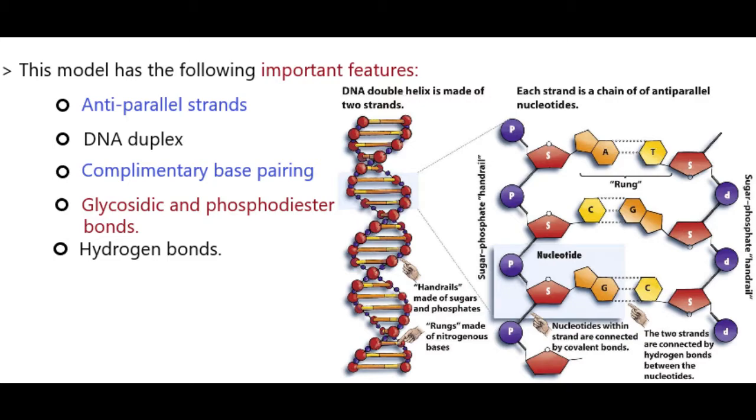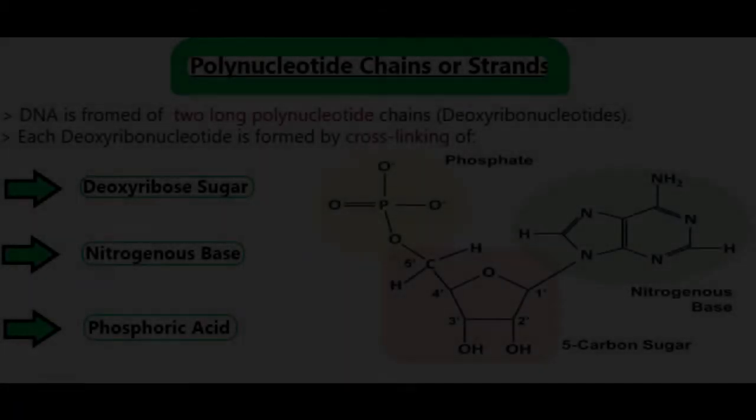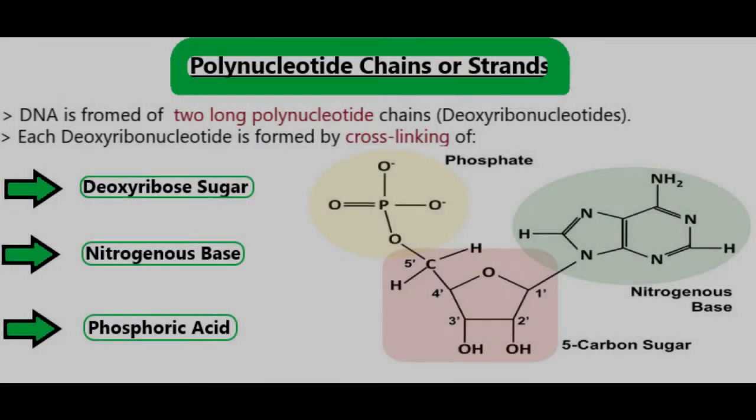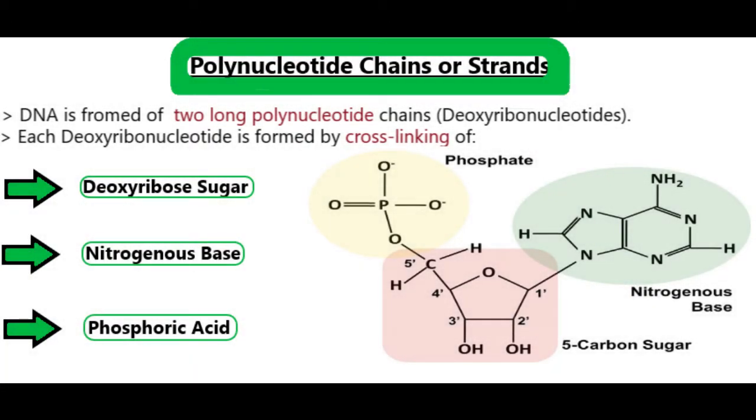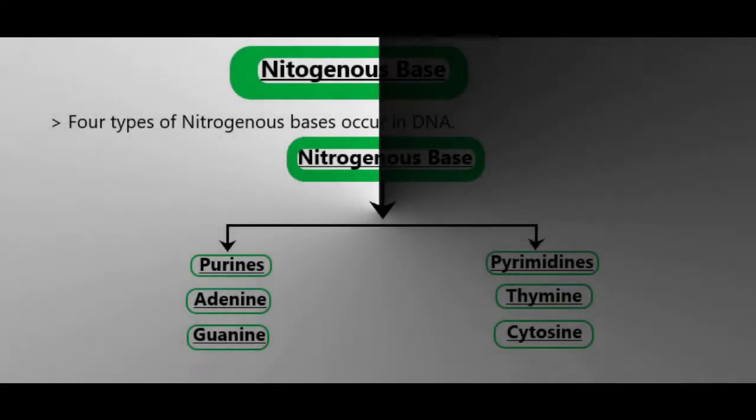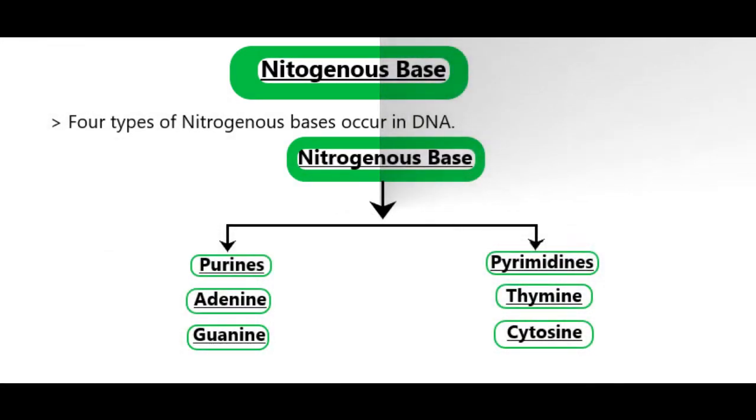Every polynucleotide chain or strand of DNA is made up of small building units which are called as nucleotides. Each nucleotide contains three important structures: number 1, deoxyribose sugar, nitrogenous base and phosphoric acid. Now students, nitrogenous bases are of two types, as I have mentioned earlier, purines and pyrimidines. Purines are of two types, adenine and guanine, and pyrimidines are of two types, thymine and cytosine.